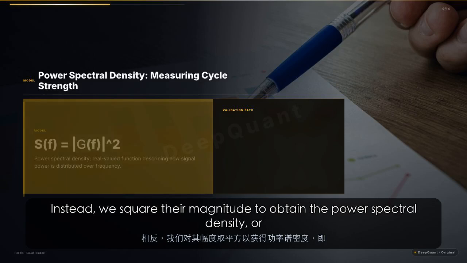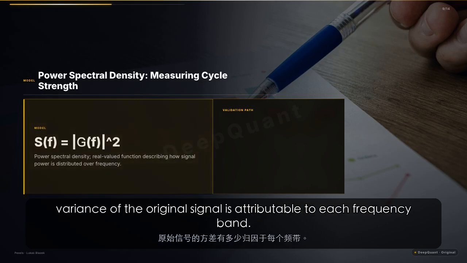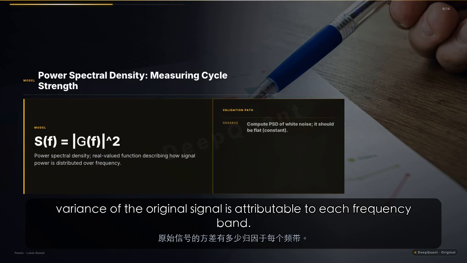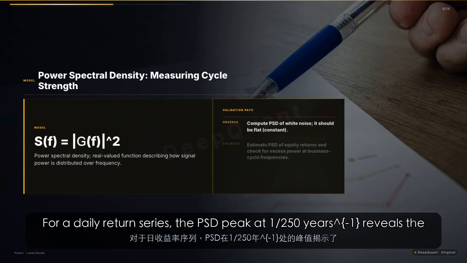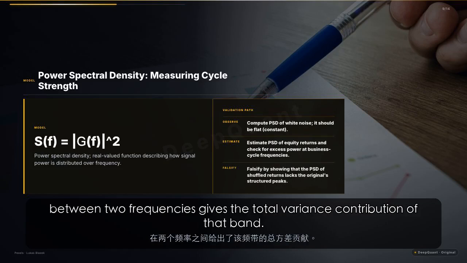Instead, we square their magnitude to obtain the power spectral density, or PSD. The PSD is a real, non-negative function that tells us exactly how much variance of the original signal is attributable to each frequency band. For a daily return series, the PSD peak at 1/250 years^-1 reveals the relative importance of annual seasonality. The area under the PSD curve between two frequencies gives the total variance contribution of that band.